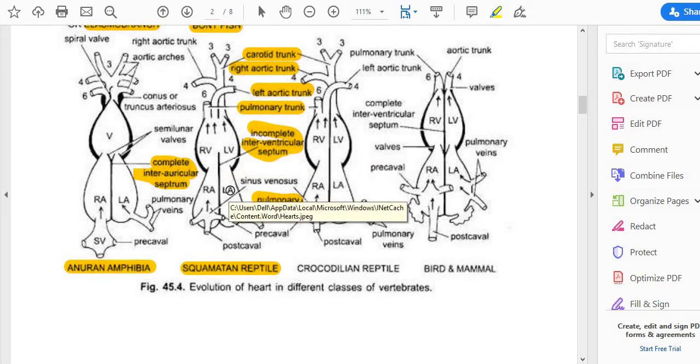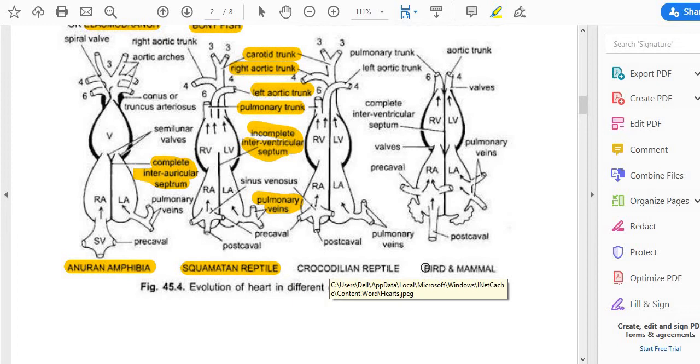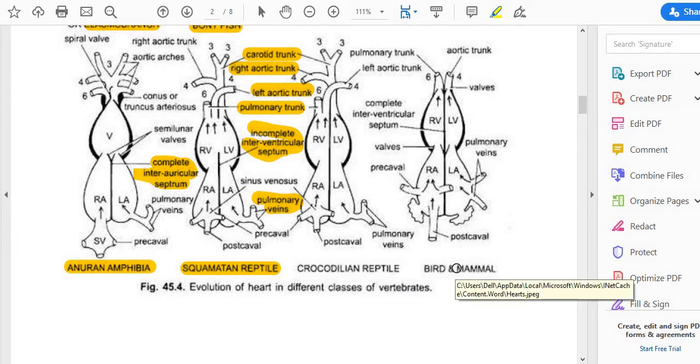So because the blood is entering twice inside the heart, it is called a double circulatory system in the case of reptiles. In the case of birds and mammals we have to study now, but here as this crocodilian heart is present, the speciality of the crocodilian heart is that it is 4-chambered.